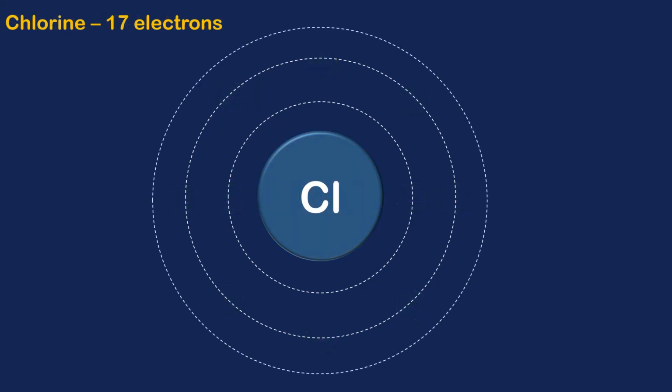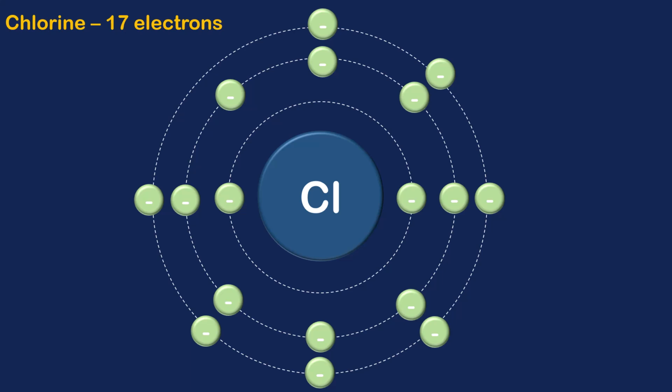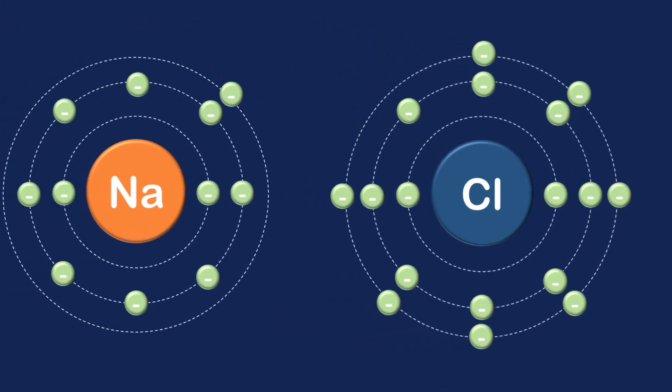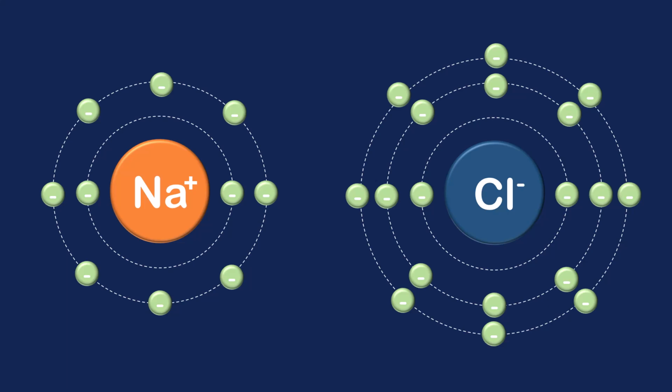Chlorine, on the other hand, has 17 electrons. That means 2 in the first row, 8 in the second row, and 7 in the third row. It only needs one more electron to complete its outer row of 8. So chlorine happily takes the electron sodium lost, becoming Cl-, an anion. Now sodium is stable with a full second row, and chlorine is stable with a full third row.